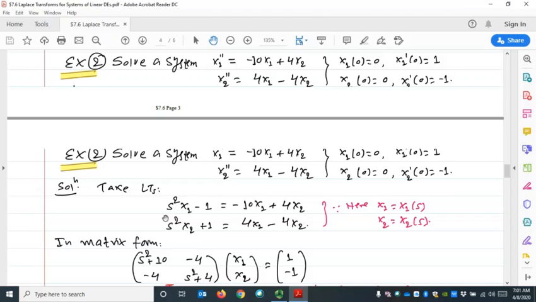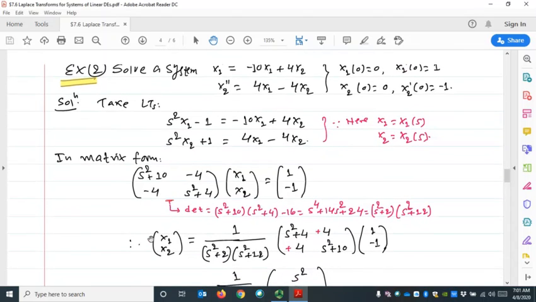So this is actually s squared capital X1 minus s times little x1(0) minus little x1'(0). The middle term, s times little x1(0), is 0, gives us 0, and little x1'(0) gives me this 1. So that's why I put this value here. Similarly, take the Laplace transform of the second differential equation, which turns out to be this one after you substitute the initial conditions, and rewrite this system in matrix form.